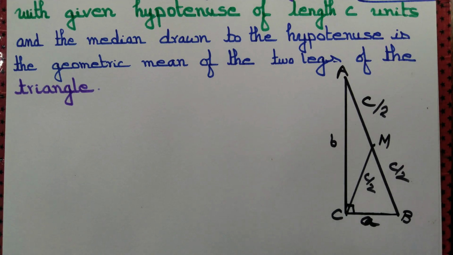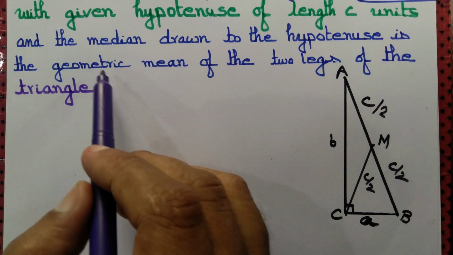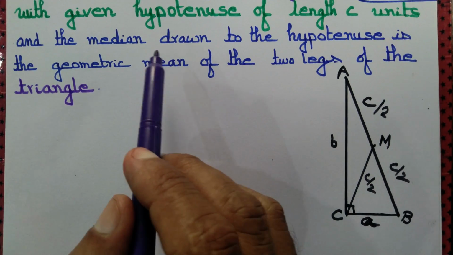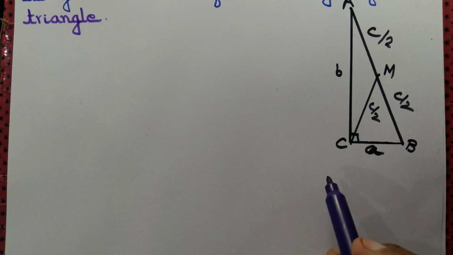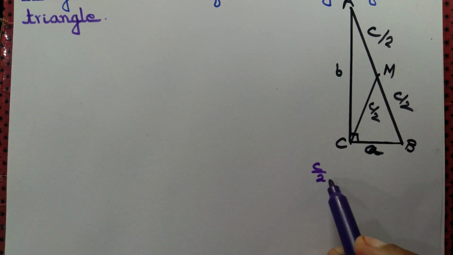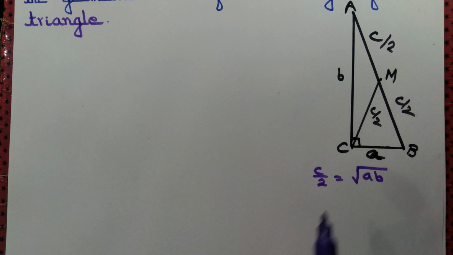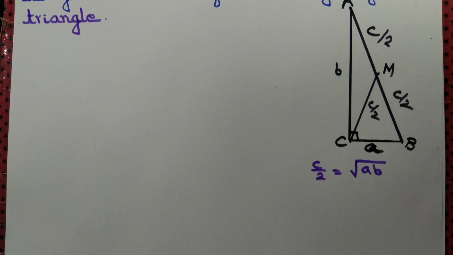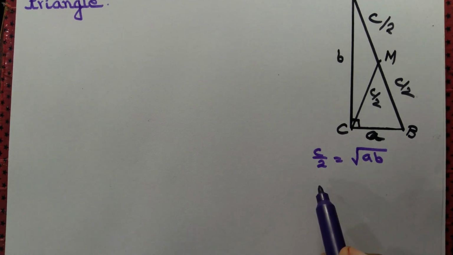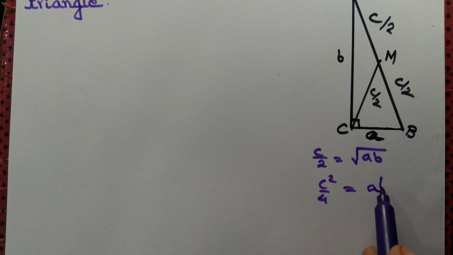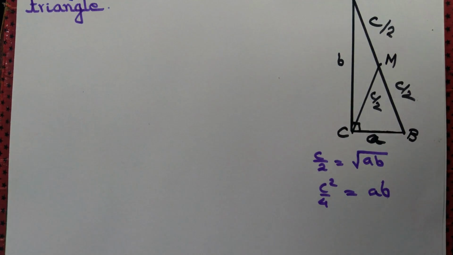Well, is that enough? The answer is no. We are given that the geometric mean of the two legs of the triangle is exactly equal to the length of the median. So the length of the median is C by 2. That's equal to the geometric mean of the two legs. So C by 2 equals square root of AB. Let us square both sides to get C square by 4 equal to AB. Is that useful? We don't find it useful. Let's do half on both sides.